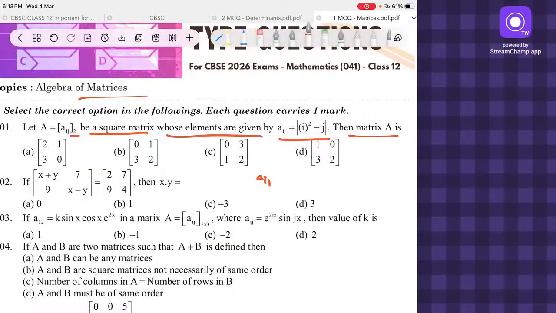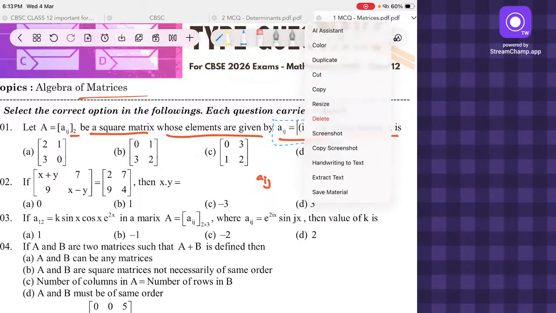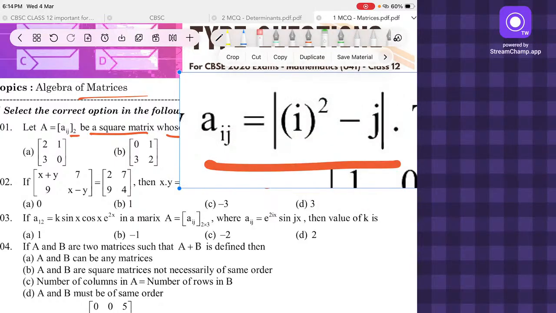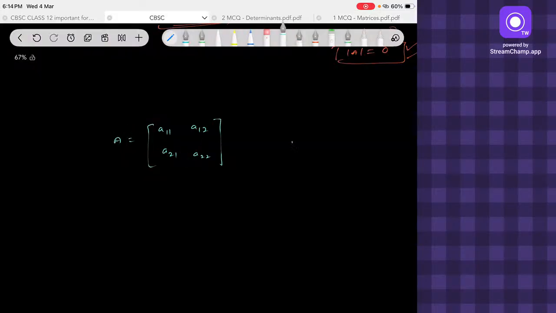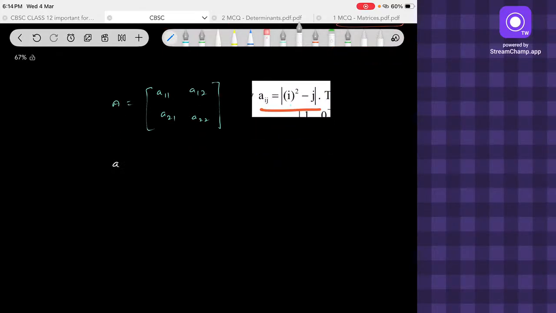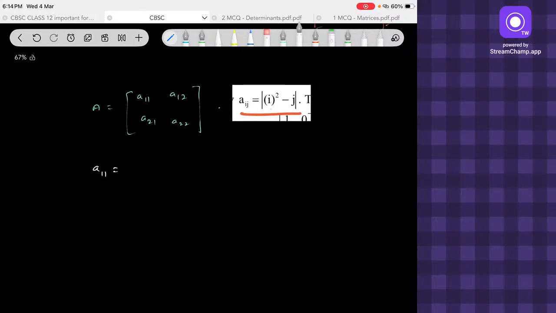This is the condition given for aij. First find a11: in place of i substitute 1, in place of j substitute 1. You get mod of 1 square minus 1, that is 1 minus 1, equal to mod of 0, which equals 0.